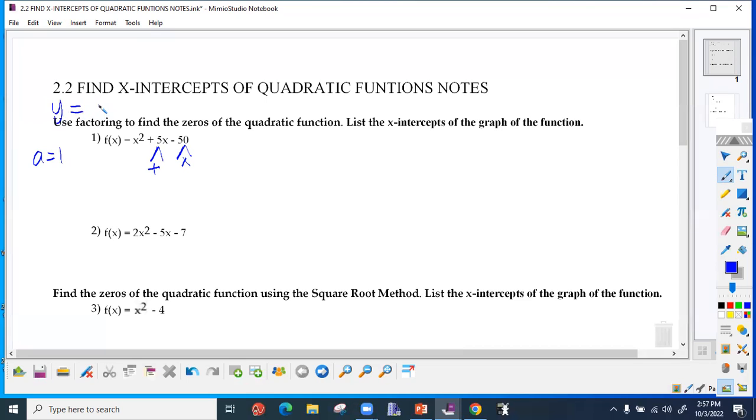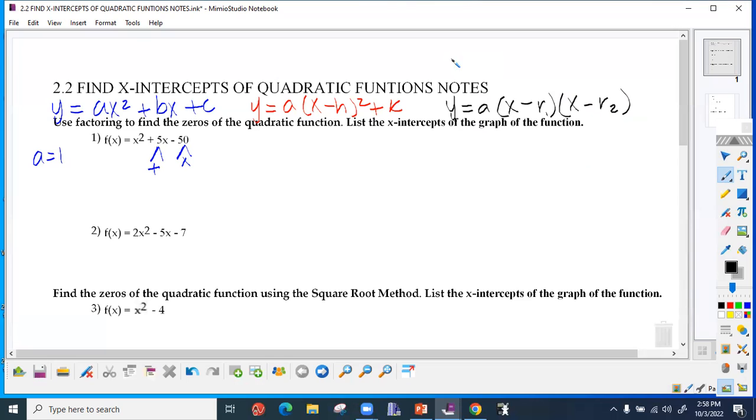So first, we have y equals ax squared plus bx plus c. That's our standard form. Then we're going to write it in vertex form, y equals a times x minus h squared plus k. That's our vertex form. h and k are our vertex. And then our last form is our root form or our factored form, y equals a times x minus root 1 times x minus root 2.